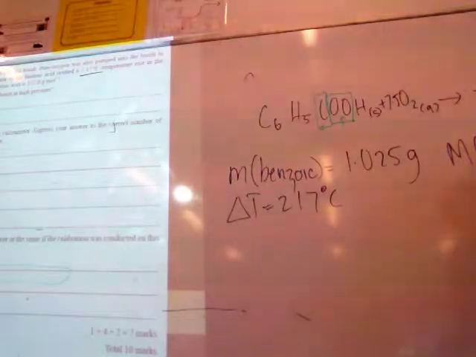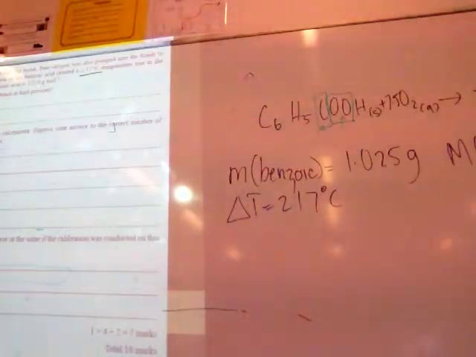We've got a molar mass of benzoic. James, talk me through it. How do I work it out? Temperature change by the calibration factor. No, but how do I work out the calibration factor? How do I work out the energy? No, there's no electric heater. Okay, think about it, guys. Close.